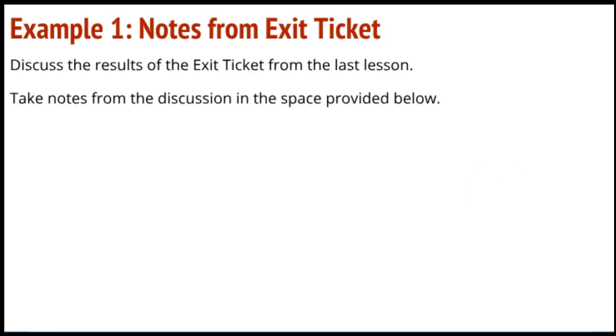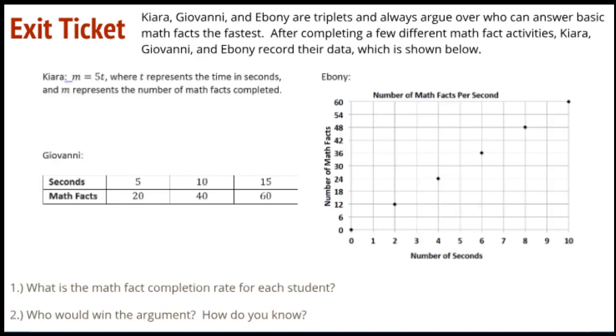And we're going to start off in class. We'll have a discussion about the exit ticket from the last lesson. So here is the exit ticket. Chiara, Giovanni, and Ebony are triplets and always argue over who can answer basic math facts the fastest. They sound competitive to me. After completing a few different math fact activities, Chiara, Giovanni, and Ebony record their data, which is shown below. And of course, Chiara has hers in an equation form, and Giovanni has a table, and Ebony has a graph. And we're trying to figure out the completion rate for each student.